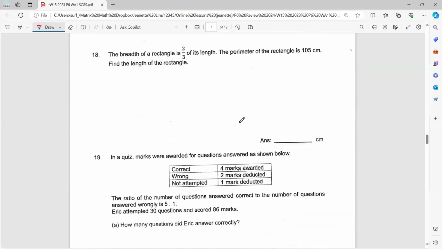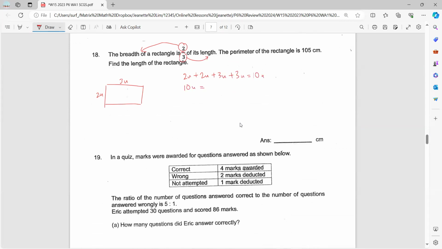Question 18. The breadth of the rectangle is 2/3 of its length. The perimeter is 105 cm. Find the length of the rectangle. Okay, what this means is that the breadth is actually 2 units. The length is 3 units. So to find the perimeter, I will take 2 plus 2 plus 3 plus 3. All 4 sides, which gives us 10 units.